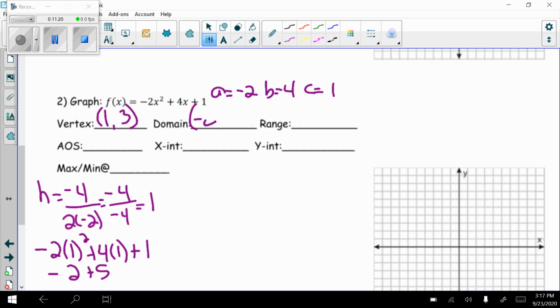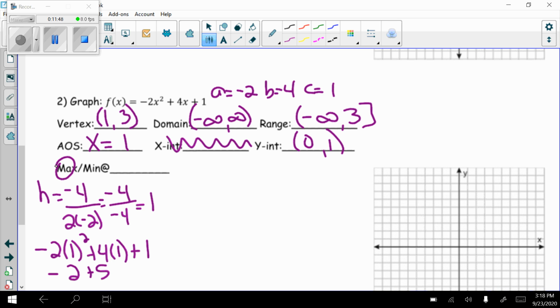My domain, -infinity to infinity. My range, okay, this time my parabola opens down because it's a -2x squared. So if it opens down, I know my smallest y value is -infinity. And then it comes up to the y value of my vertex, 3 in brackets. Axis of symmetry, x equals 1. X-intercept, we haven't learned that yet on these. Y-intercept, 0, 1. Since it opens down, it's a maximum at 3.